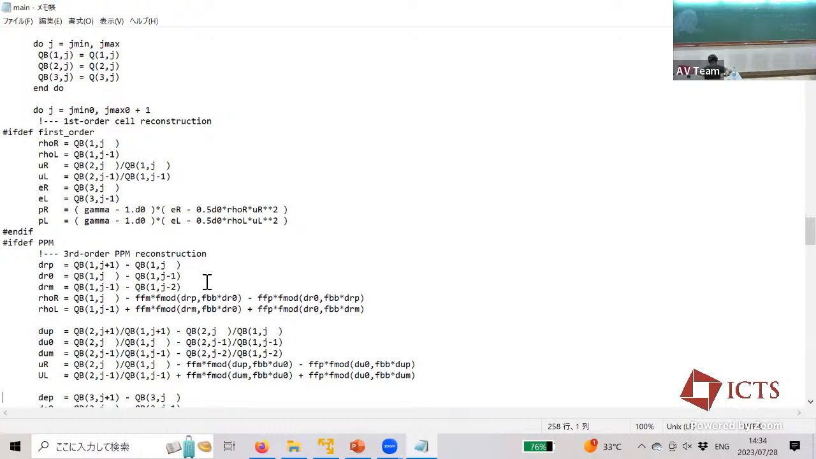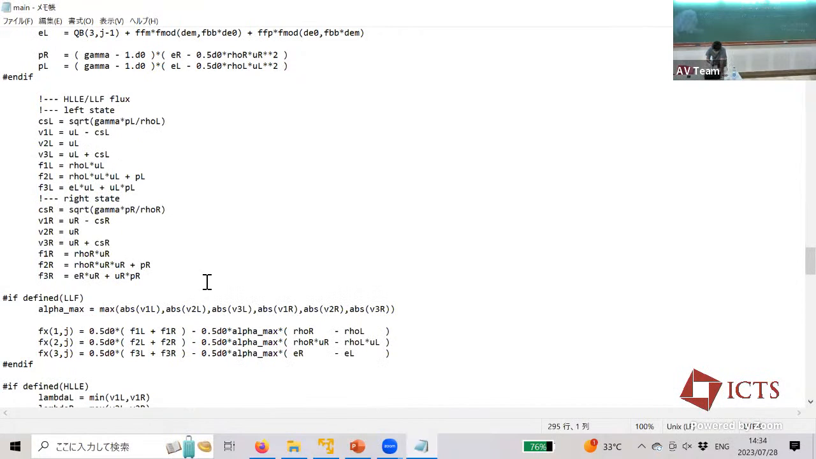Yeah, now here is the left and right state. It's not easy to see, but the left and right state are here. And the energy is given by these locations, of course. And from the energies in the left and right state, and the density and velocity in the left and right state, the pressure is calculated, something like this. So now you are ready to estimate the numerical flux in HLL and LLF.